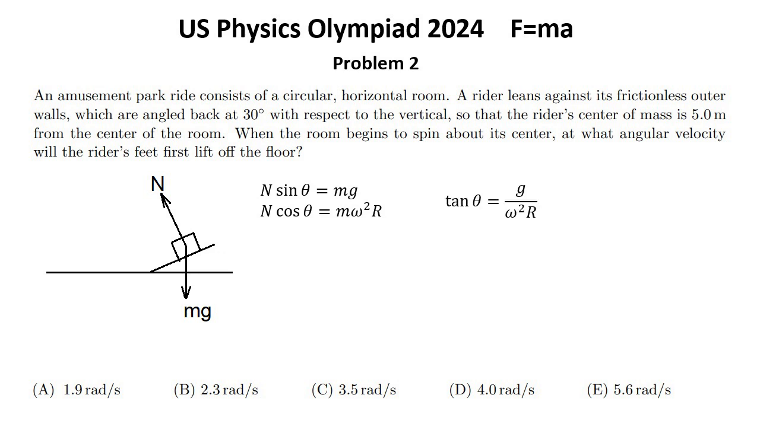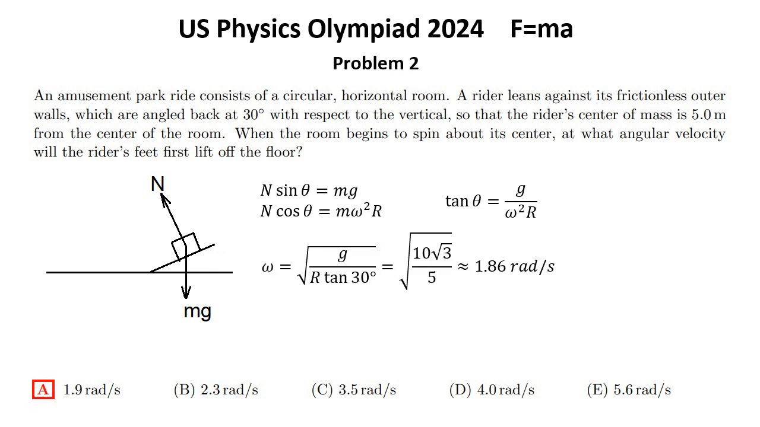Thus, tangent theta equals g over omega squared r. Solving for omega and using tangent 30 degrees equal 1 over root 3 gives omega equals 1.86 radians per second. This is the answer A, and that was the solution for problem number 2.